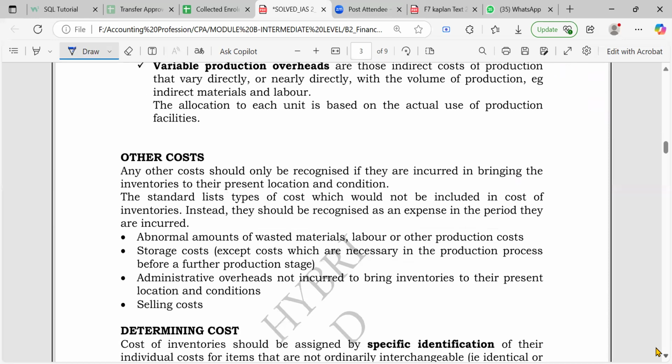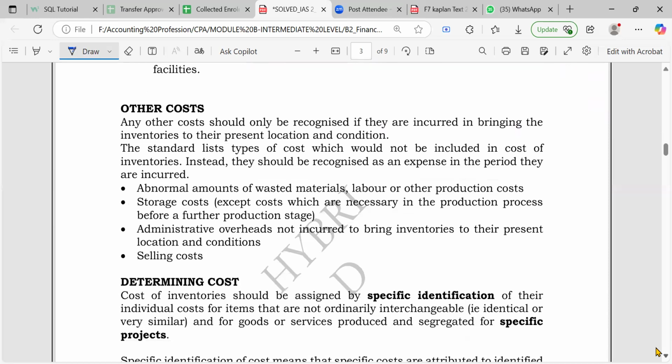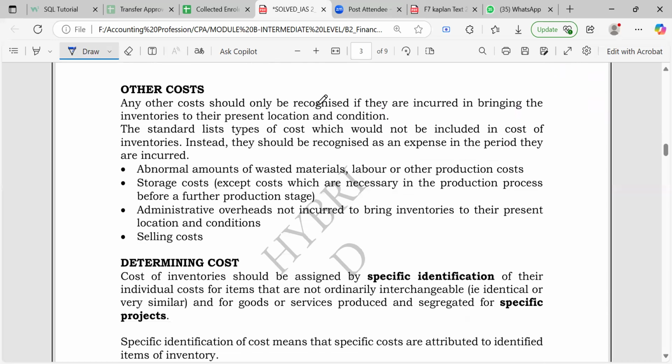And then you have the other costs. Like I told you, whatever costs are responsible for bringing the asset to its present location and condition should also form part of it. So as long as the question tells you that, you would have to include it. But now, the following costs should specifically be taken as an expense in the period they are incurred. Just like for PPE: abnormal amounts of wasted materials, labor, or production processes, abnormal amounts.